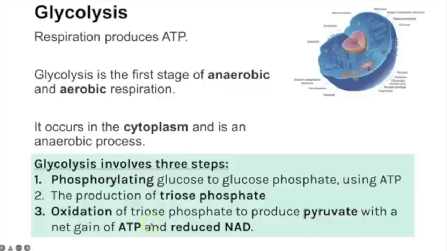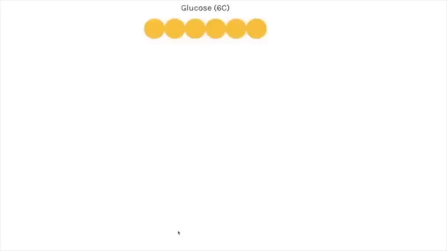And there are 3 key stages that AQA say you need to know. First thing that happens is that glucose is phosphorylated to glucose phosphate, and that uses 2 molecules of ATP. That glucose phosphate very quickly is converted into triose phosphate, and then triose phosphate is oxidised to form pyruvate, and that produces 4 ATP and reduced NAD, which is the coenzyme used in respiration. So let's just have a look at what that would be on a diagram.